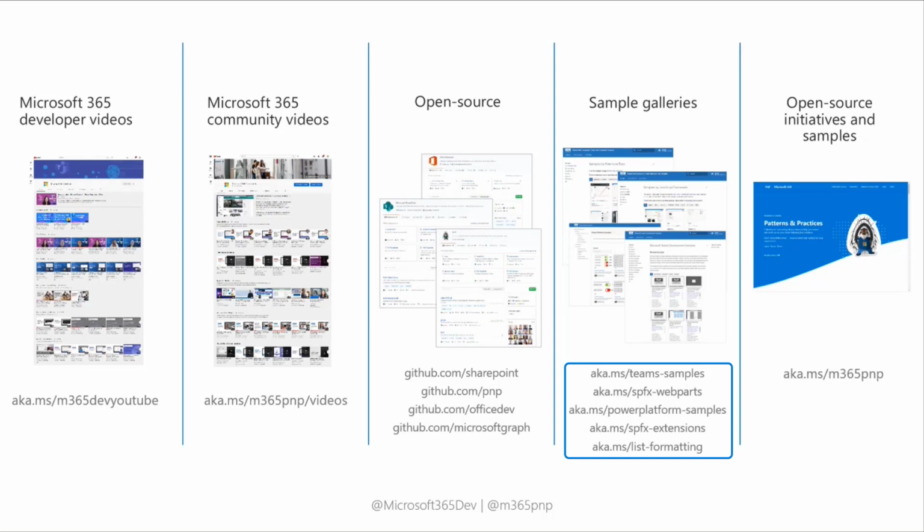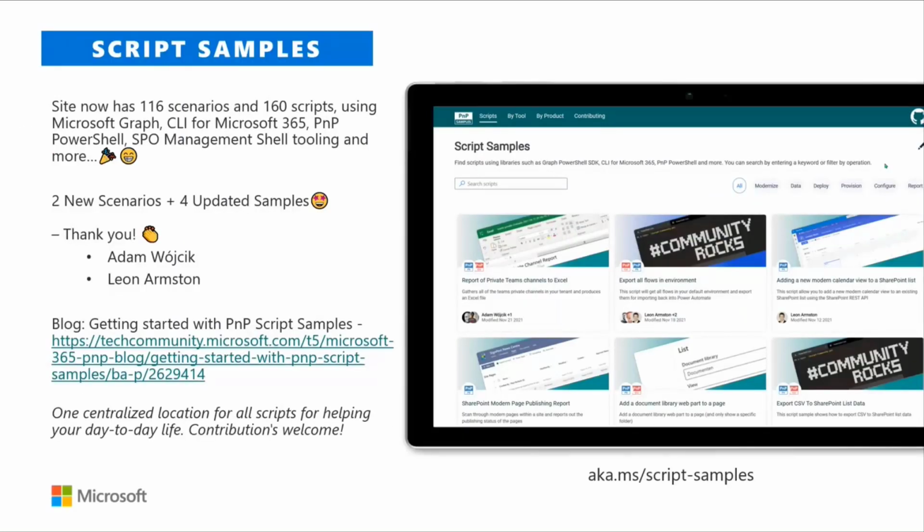They include things like Teams samples, SPFx samples, Power Platform samples, SPFx extensions, list formatting, ACEs, and more. Script samples, which you'll hear about here shortly from Paul Bullock. Again, all open source, all available to you. You only need to remember one URL to access all of this. That is aka.ms/m365pnp.